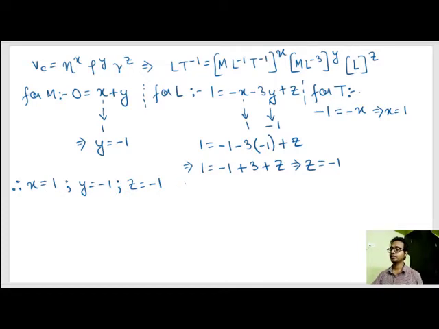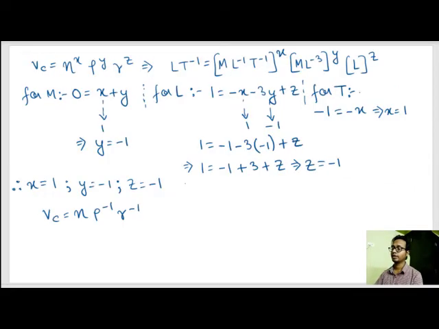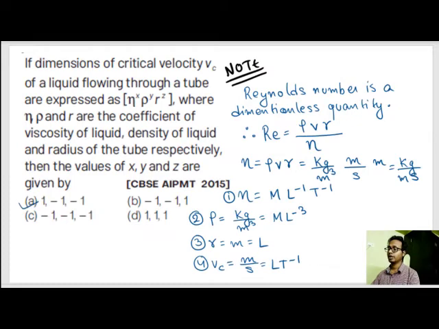So let's substitute in the formula. Vc is equal to eta to the power x, which is 1, rho to the power y, which is minus 1, and r to the power z, which is minus 1. So our correct option is 1, minus 1 and minus 1. So our correct option is option number A.